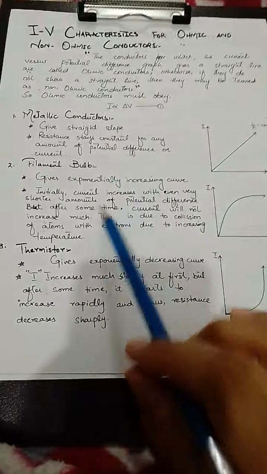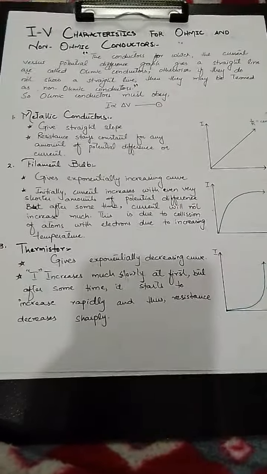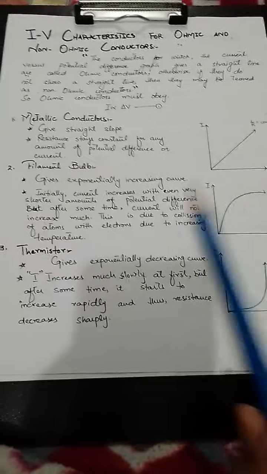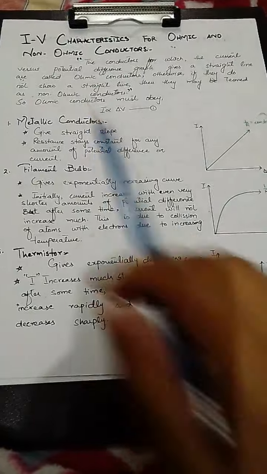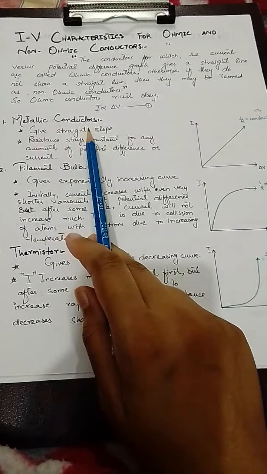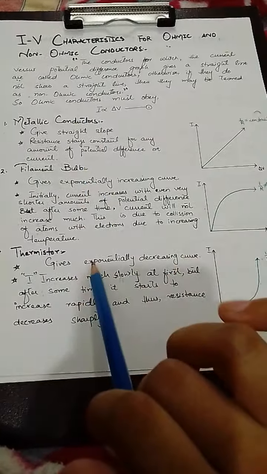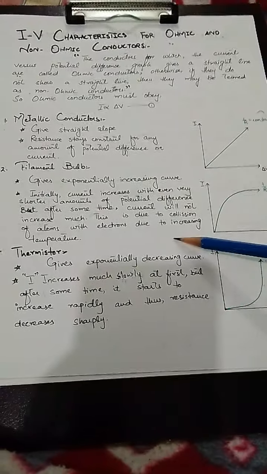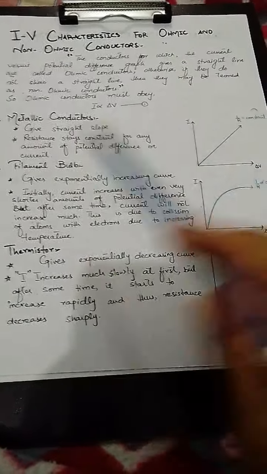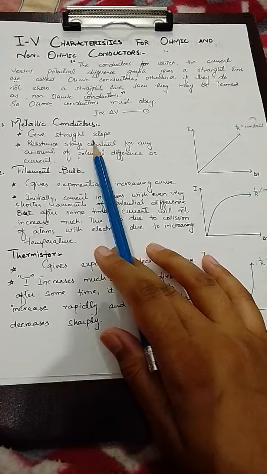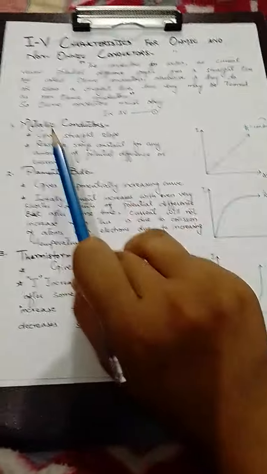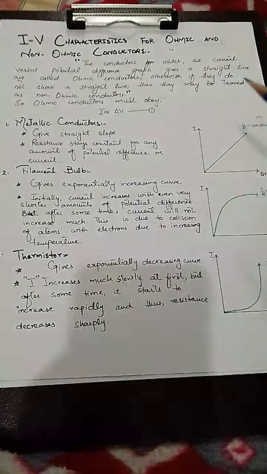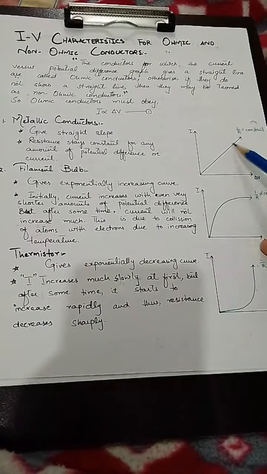So there are basically three categories for the ohmic and non-ohmic conductors. So the first one we will study is the metallic conductors. Basically, this is a very short topic today, not very lengthy, but a little bit conceptual. Metallic conductors give us the straight slope. If they give us the straight slope, it means that they obey the Ohm's law.